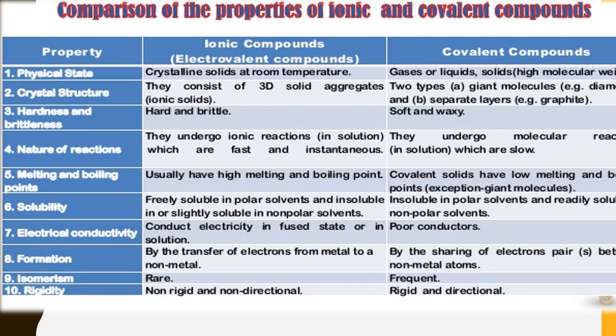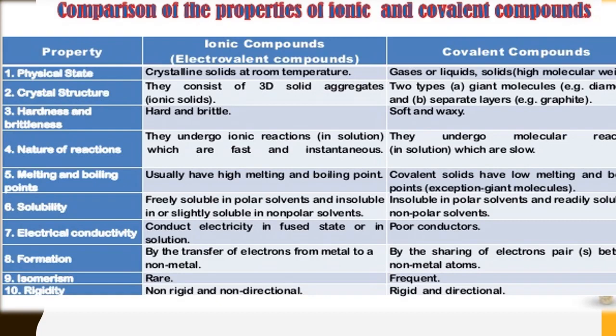Physical state. Ionic compounds are crystalline solids at room temperature. Covalent compounds are gases or liquids. Solids only have a high molecular weight. Next, crystal structure. Ionic compounds always have 3D solid aggregates. But covalent compounds have two types of structures. One is giant molecule, example diamond, and then separate layers, example graphite. Hardness and brittleness. Ionic compounds are always hard and brittle. Covalent compounds are soft and waxy.